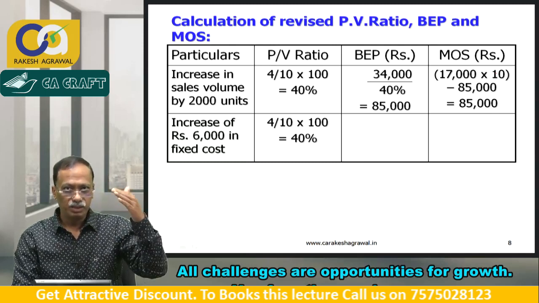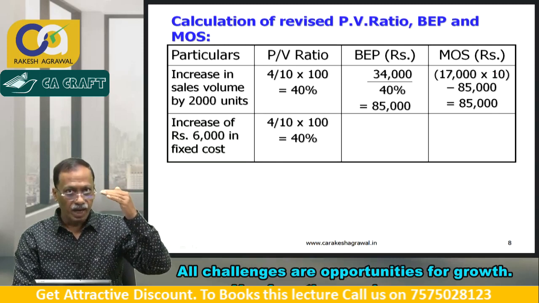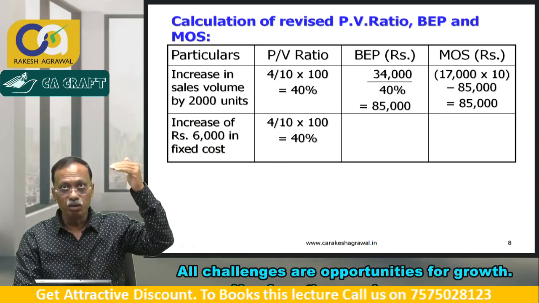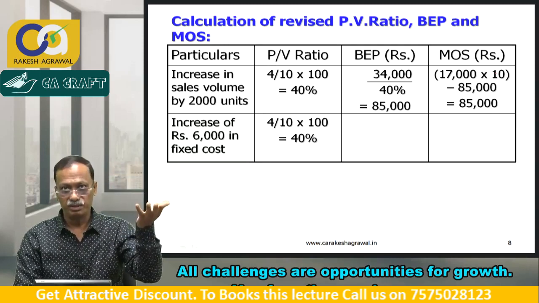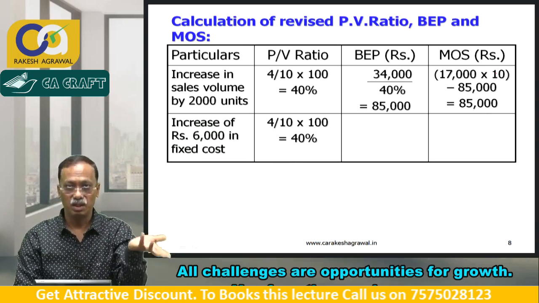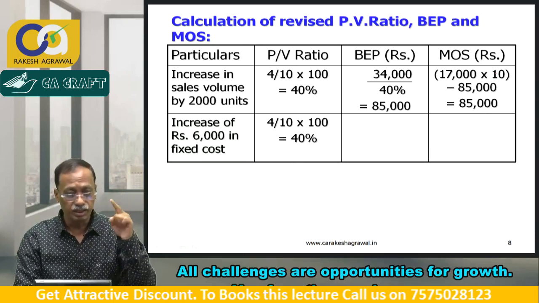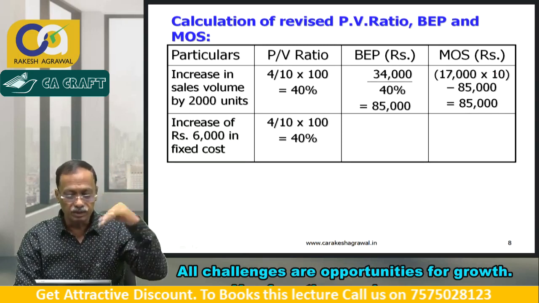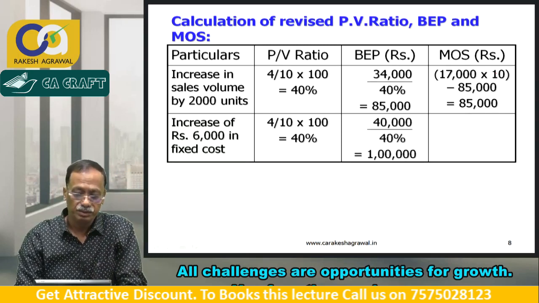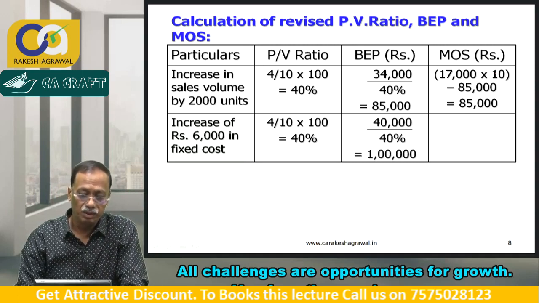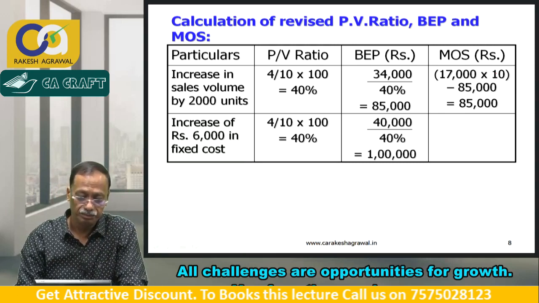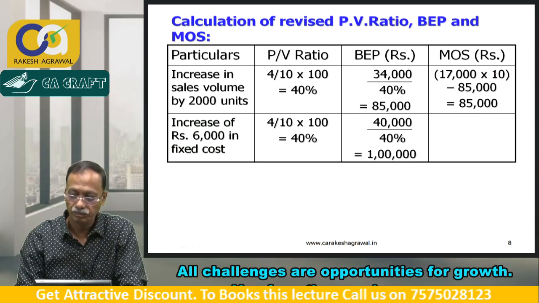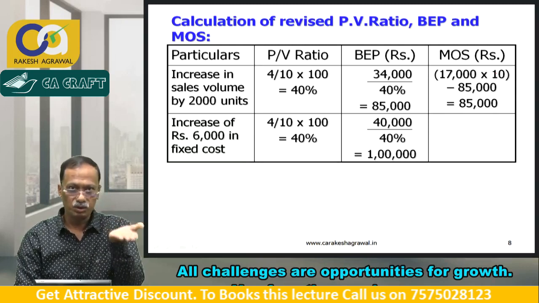But you would have imagined and you must have calculated also, as fixed cost goes up, BP will go up because you will require more efforts to recover higher fixed cost. Earlier fixed cost was 34,000, it will go up by 6,000, means it will become 40,000. So 40,000 divided by 40%. Your BP will be 40,000 divided by 40%. That is 1 lakh rupees. So fixed cost goes up, BP will go up.